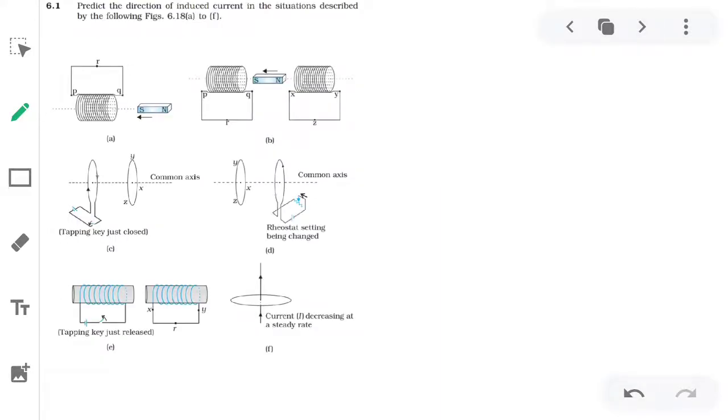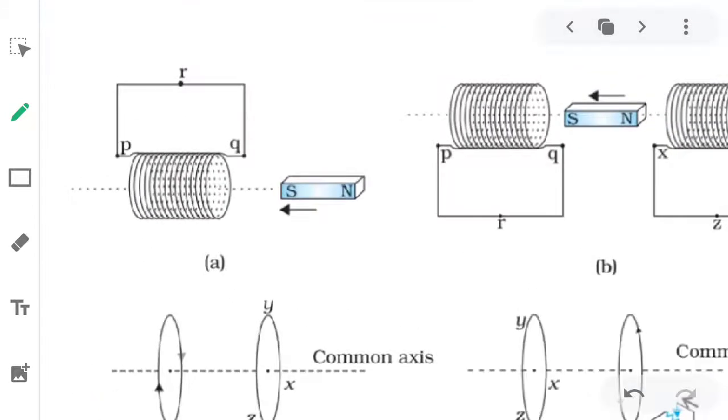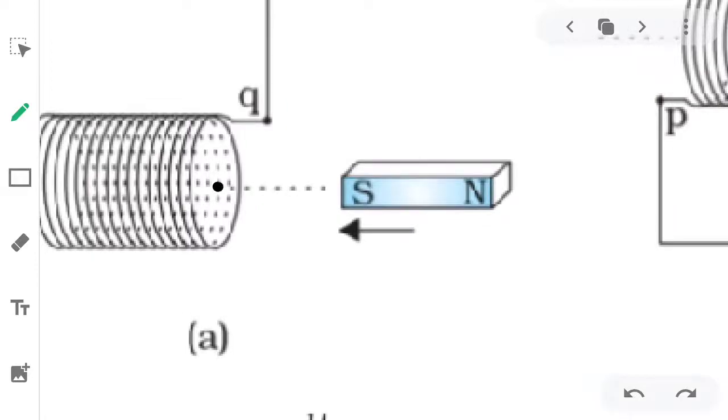Next question here. This is the first question of the exercise of the NCERT. These are also based on Lenz's law. Let's see how the direction of the induced current is found. The loop is here. The axis is given. The axis is very important to understand the face of the loop. Here you can see the axis is at the center, means this face is towards the south pole.